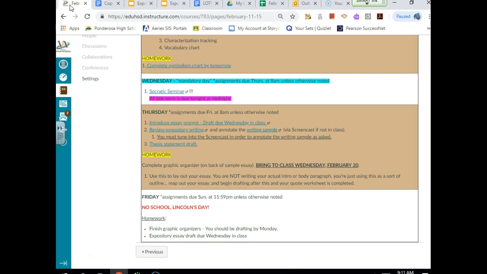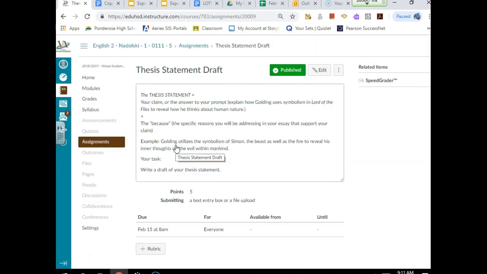So, here's what you have to do now. You have to write a thesis statement draft. Remember, the thesis statement is two things. One, your claim or the answer to the prompt: explain how Golding uses symbolism to reveal what he thinks about human nature. What does he use in symbolism? And two, specific examples.